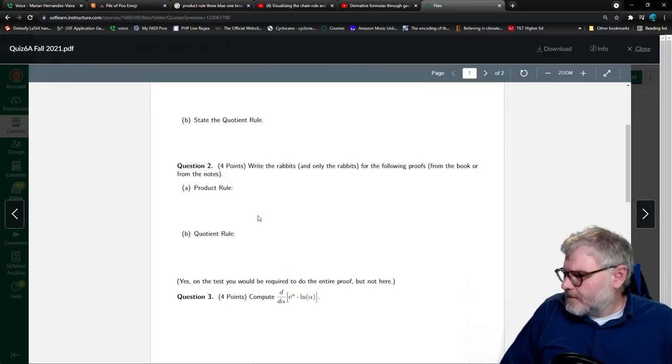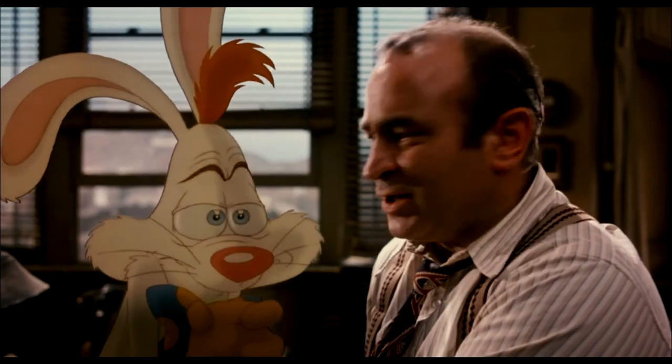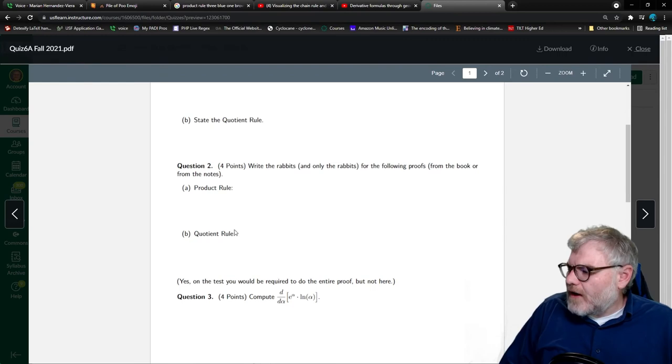You've been hanging around rabbits too long. There it is, on the quiz, the rabbit. I want the rabbits, and only the rabbits, for the following proofs. What's all this stuff? They just want the rabbit. The product rule and the quotient rule.